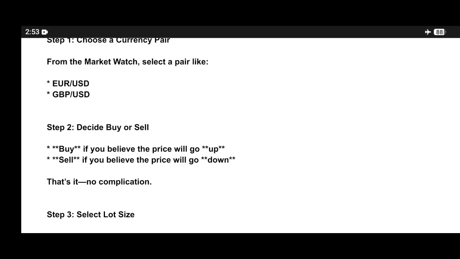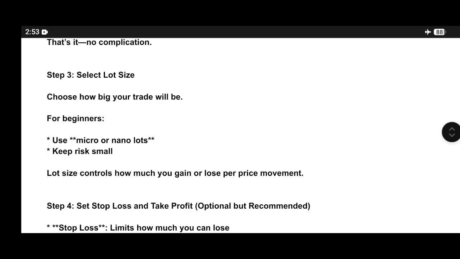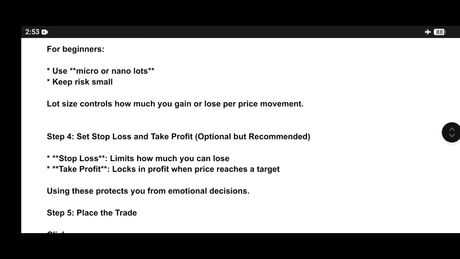Step 3, select your lot size. Choose how big your trade will be. For beginners, use micro or nano lots. Keep risk small. Lot size controls how much you gain or lose per price movement. Step 4, set stop loss and take profit. Optional but recommended. Stop loss limits how much you can lose, and take profit locks in profit whenever it reaches the target. Using this protects you from emotional decisions.